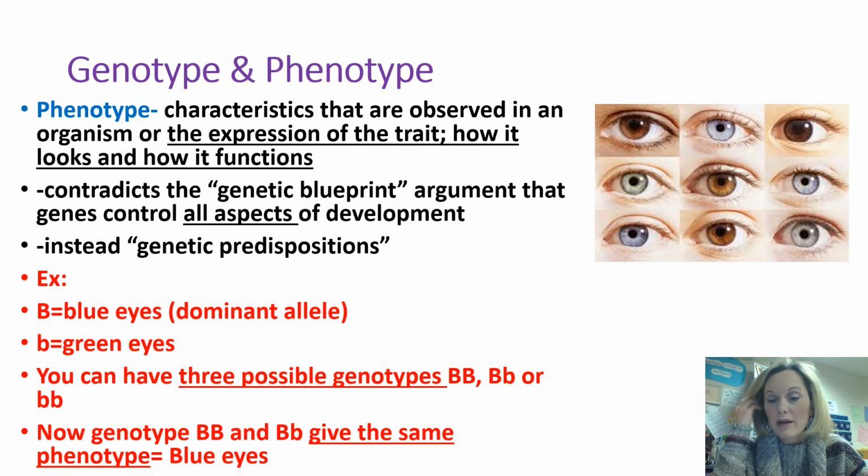Now again, the phenotype is what shows up. For her in the video, it was the fact that she could not taste the bitterness on the paper. For us, like I have blue eyes, so my phenotype is blue. So what would be my genetic makeup? What would be my possible genotypes?